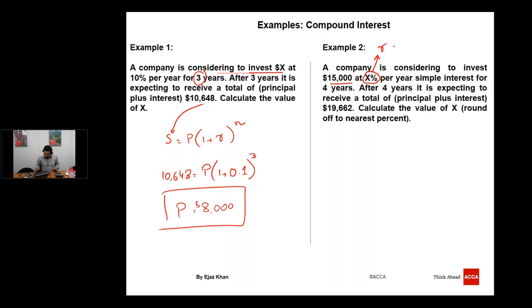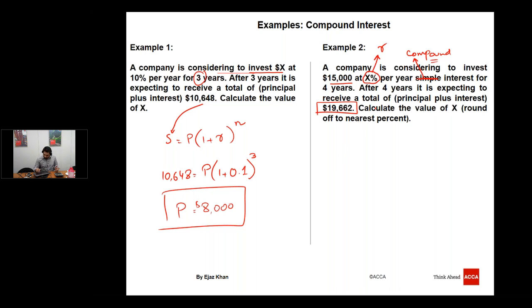It is R per year. Simple interest for 4 years. After 4 years, now make it a compound interest. It's not simple interest. Make it compound interest. Just a slight correction. Make it a compound interest, and let's solve it assuming that's a compound interest. So per year for 4 years. After 4 years, it is expecting to receive a total of $19662. Calculate the value of X, that is the rate of interest.